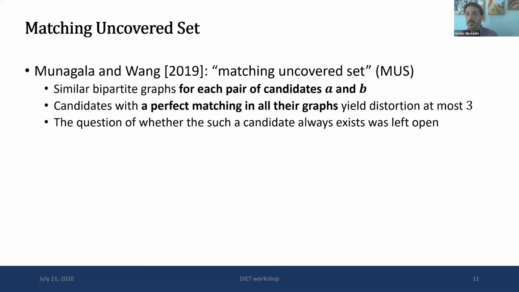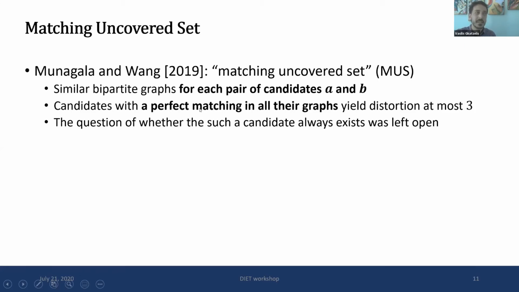It is worth noting that our approach was inspired by the really cool recent paper by Kamesh and his student Wang that talked about the matching uncovered set. Apart from the result I mentioned before, where they get the roughly 4.2 bound on distortion, they also paved the path. They suggested a sufficient condition for getting a distortion of 3. They define similar bipartite graphs to ours, with voters as vertices, but the difference is they have a different graph for each pair of candidates, rather than one graph for each candidate.